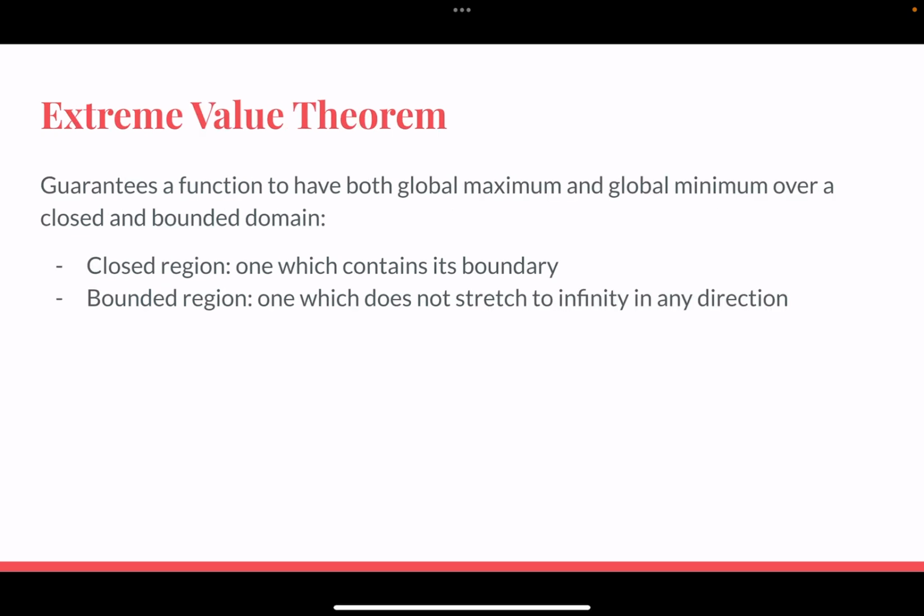The extreme value theorem guarantees a function to have both a global maximum and a global minimum over a closed and bounded domain. A closed region is one that contains its boundary, and a bounded region is one which does not stretch to infinity in any direction.